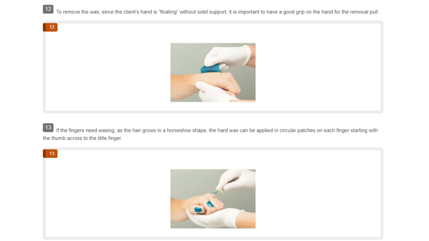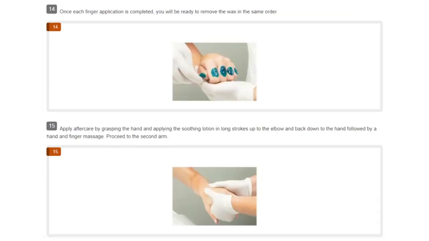13. If the fingers need waxing, as the hair grows in a horseshoe shape, the hard wax can be applied in circular patches on each finger, starting with the thumb across to the little finger. 14. Once each finger application is completed, you will be ready to remove the wax in the same order. 15. Apply aftercare by grasping the hand and applying the soothing lotion in long strokes up to the elbow and back down to the hand, followed by a hand and finger massage. Proceed to the second arm.